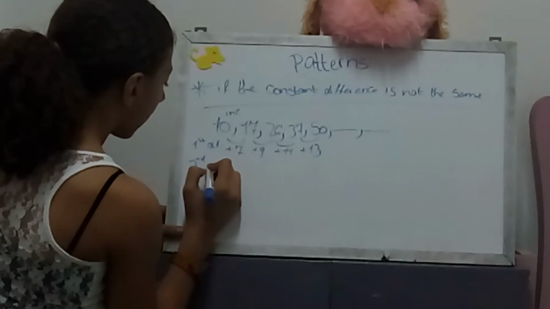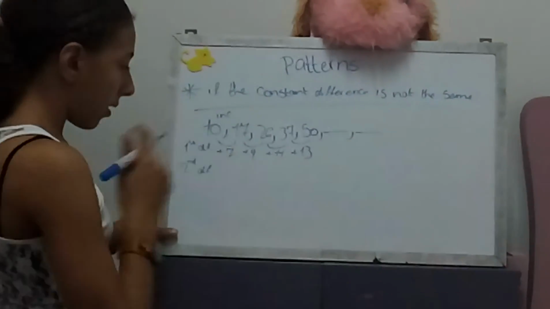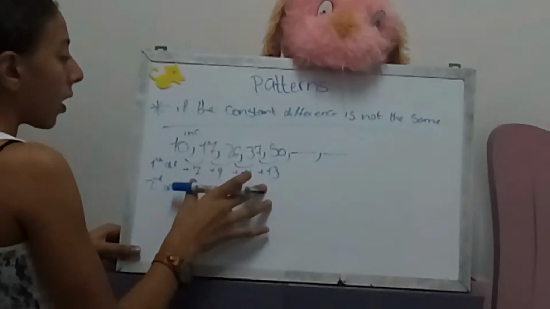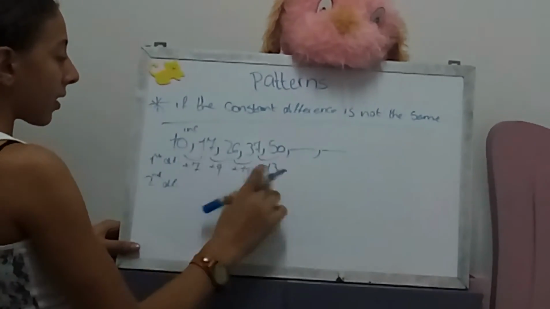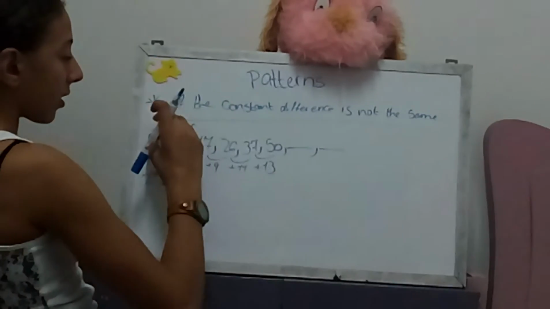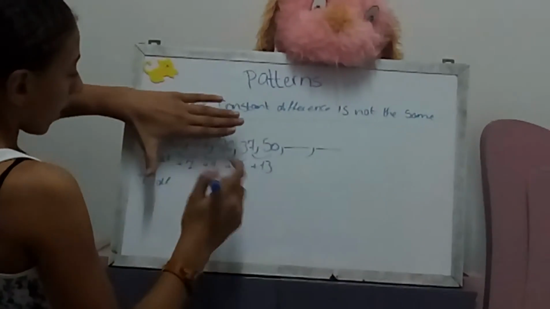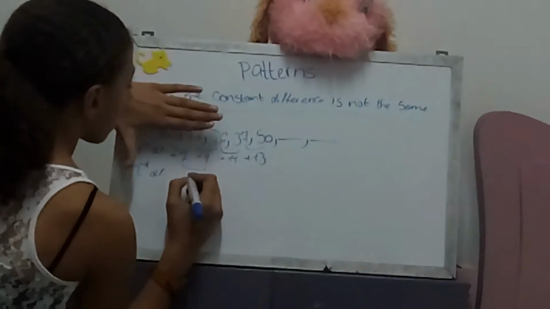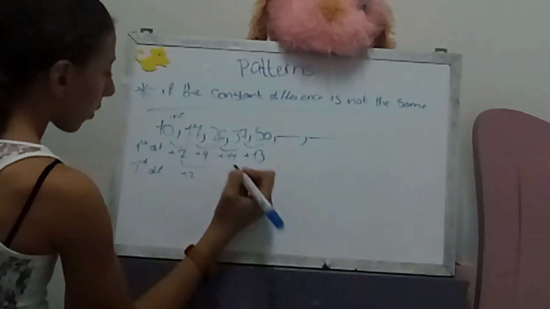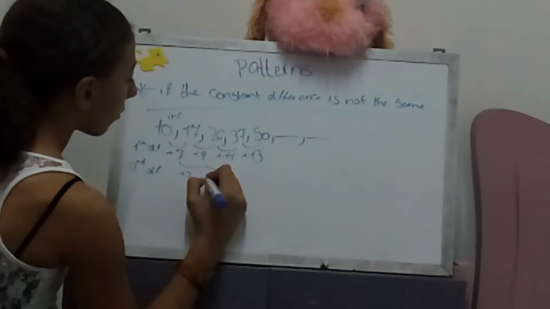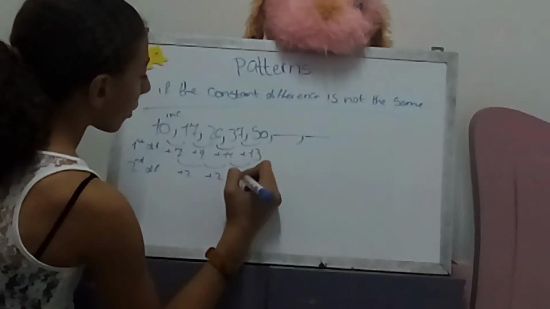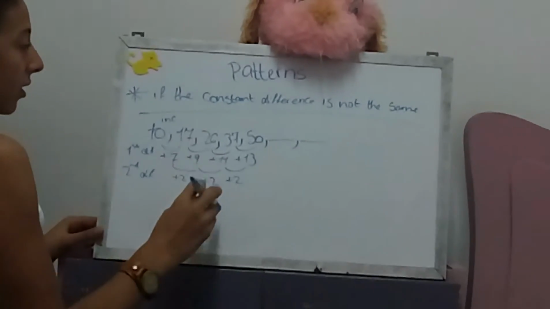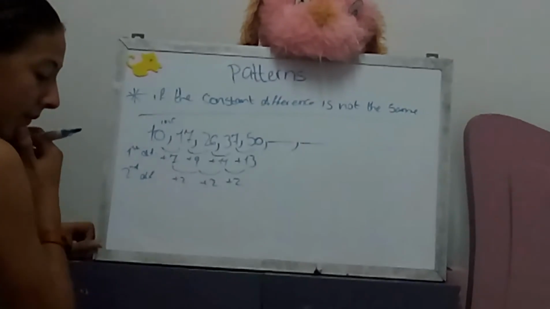What do I mean with the second difference? We'll solve as if this is the pattern, as if this is not here. Okay, so let's cover this. This is the pattern from 7 till 9. What do we do? We add 2, okay? From 9 till 11, we add 2. From 11 to 13, we add 2. So the second difference is the same, okay?